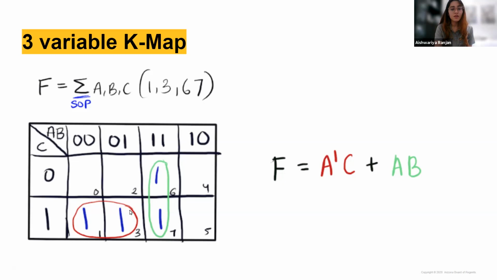Now these 2 ones could be expressed as AB because they're taking the whole column where A and B are both 1s. So for the final expression, since it's a sum of products, this will be a product, this will be a product, so you just add them together. Any questions? Okay.